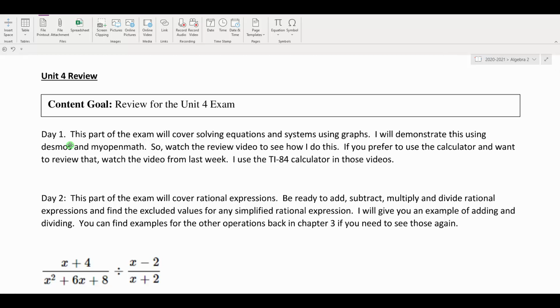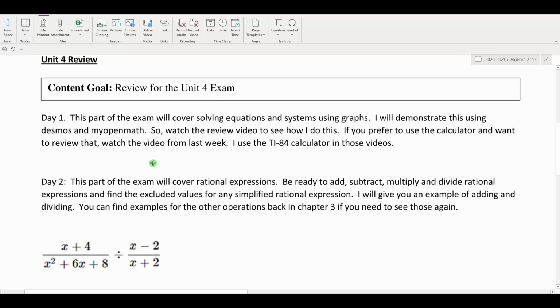Last week when I initially presented the lessons for Unit 4, I showed you how to do it on the TI-84 graphing calculator. So if you're more interested in using those and you're comfortable with the TI-84, you can go back and watch the videos from last week to get a review on how to do that. But for the review today, I'm going to go with Desmos because I know some students like to use Desmos, and that's fine. All right, so I'm going to show how to do those problems just on the screen here in just a couple minutes.